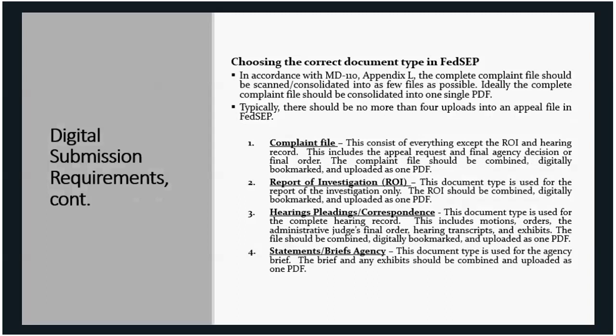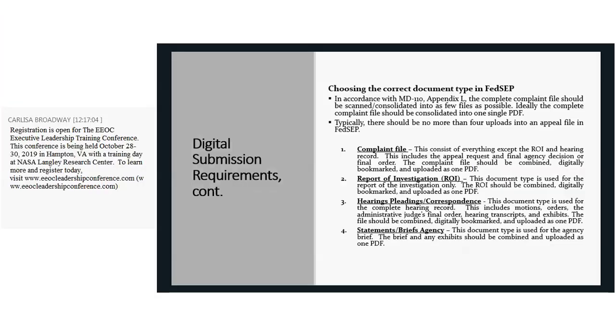If the agency cannot upload a single PDF, then this document type should be used for the file that consists of everything except the ROI and hearing record, if there was a hearing. This includes the appeal request and final agency decision or final order. The complaint file should be combined, digitally bookmarked, and uploaded as one PDF.